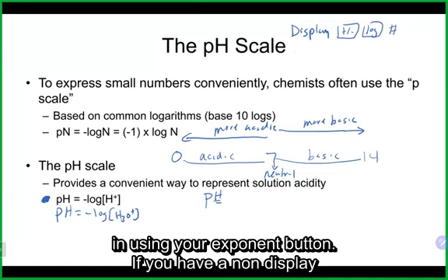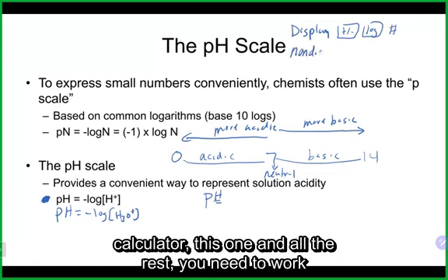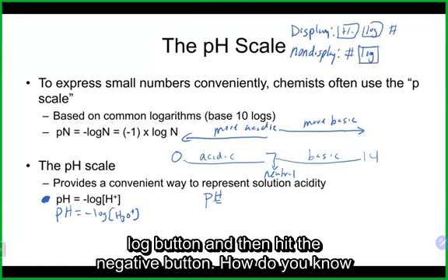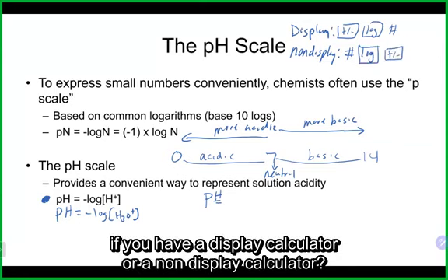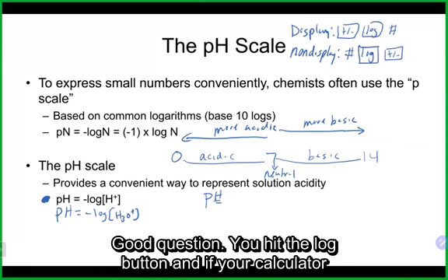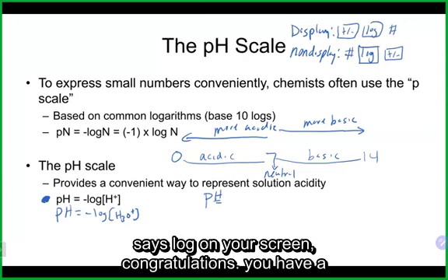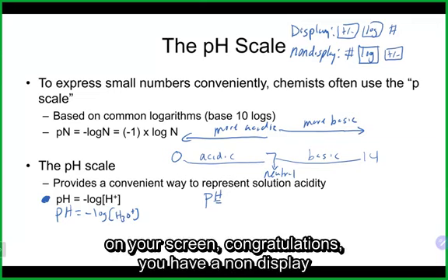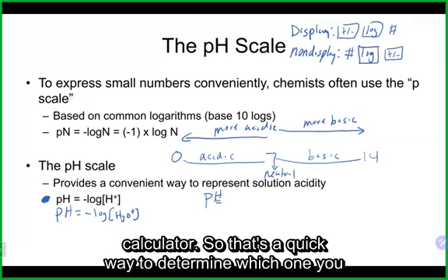If you have a non-display calculator, this one and all the rest, you need to work backwards. You need to put the number in first, hit the log button, and then hit the negative button. How do you know if you have a display or non-display calculator? Good question. You hit the log button, and if your calculator says log on your screen, congratulations, you have a display calculator. If you hit the log button and it says error on your screen, congratulations, you have a non-display calculator.